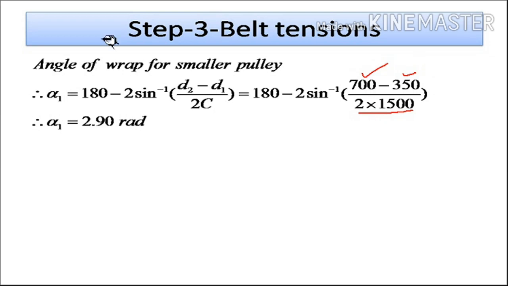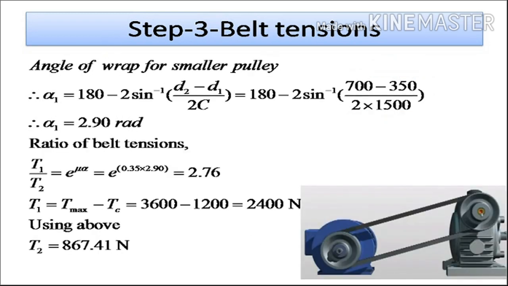Now I will try to get the tension ratio. So T1 upon T2 is equal to e raised to mu alpha. I will put the value of mu here as 0.35 and alpha which I calculated as 2.9. So I will get this tension ratio as 2.76.